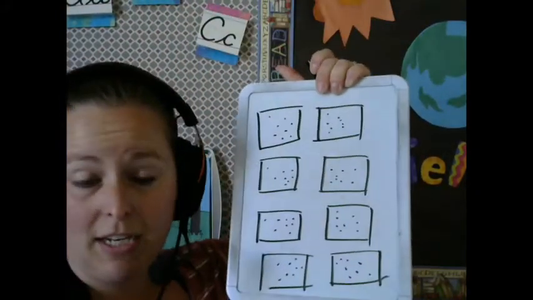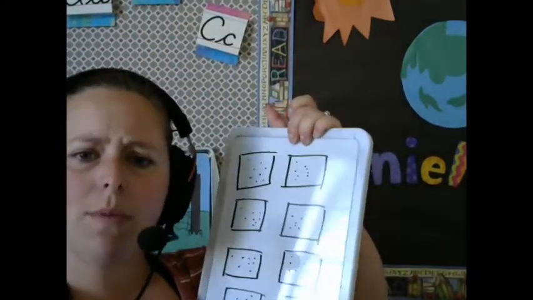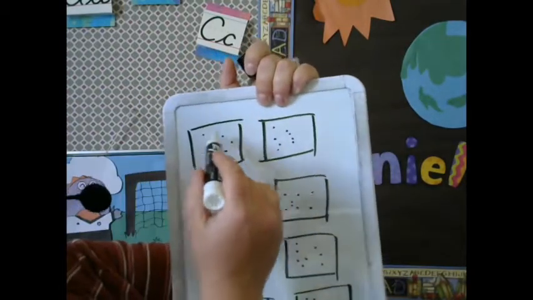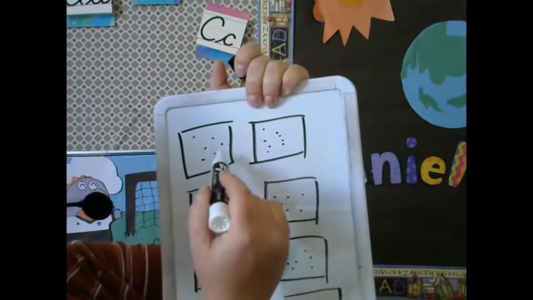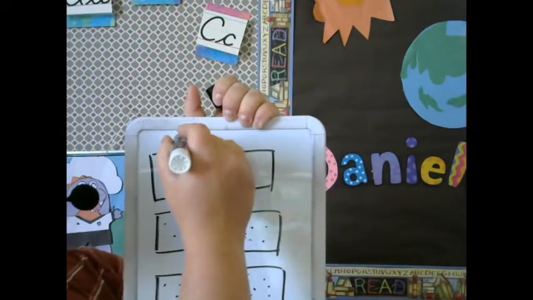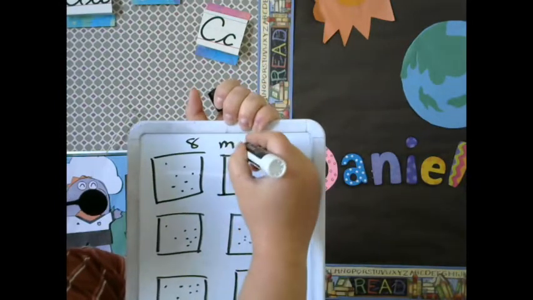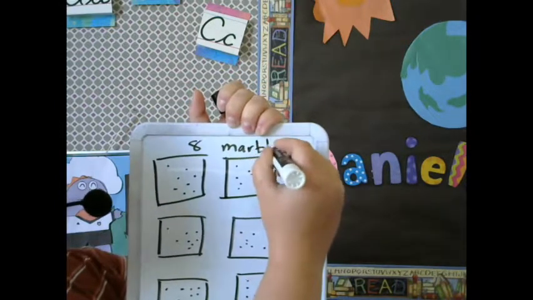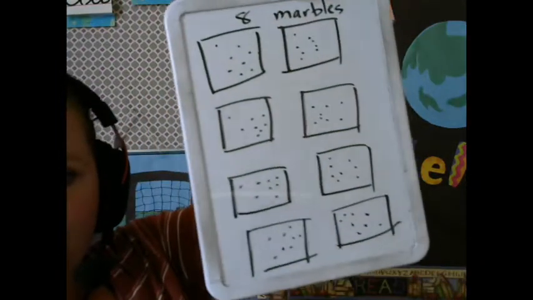Now I have this divided evenly into the bags. So I'm going to count how many marbles are in each bag. 1, 2, 3, 4, 5, 6, 7, 8. So each bag gets 8 marbles. Okay, so that's how I would solve a division problem.